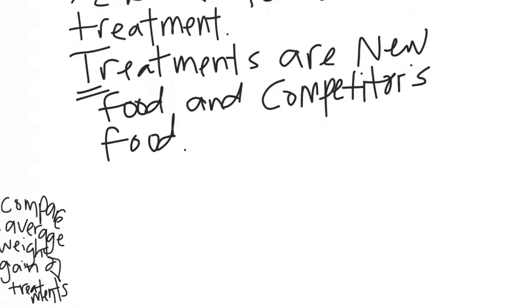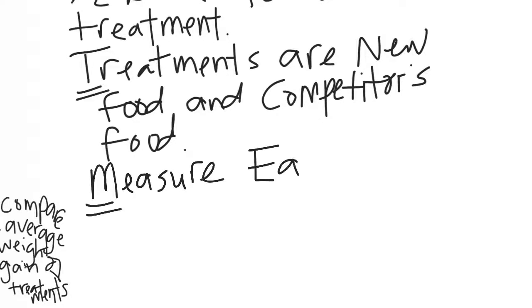Okay. Now, what's M-E in the song? Measure what? E stands for each. Measure each what? Measure each baby's. Measure each subject's response to them. That means measure each baby's weight gain. Okay, so measure each baby's weight gain.